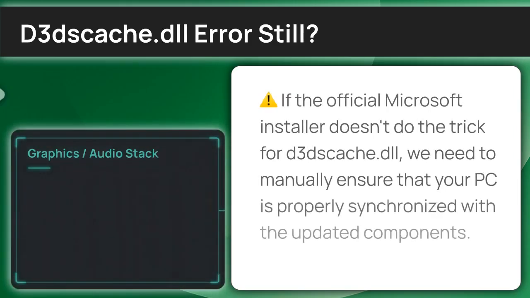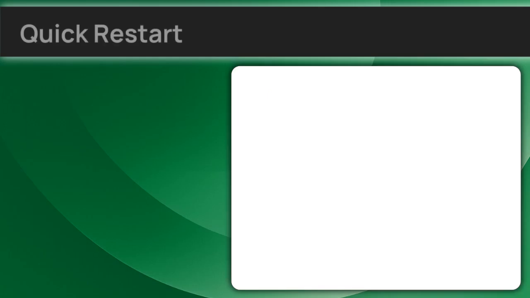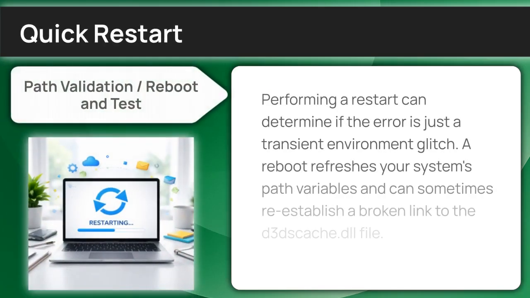If you're still seeing the missing file notification, we should attempt to force a synchronization between the software and the OS. A simple restart can resolve file in use errors that mimic a missing Direct3D shader cache message. It's a low-effort step that ensures your operating system starts with a clean execution stack.